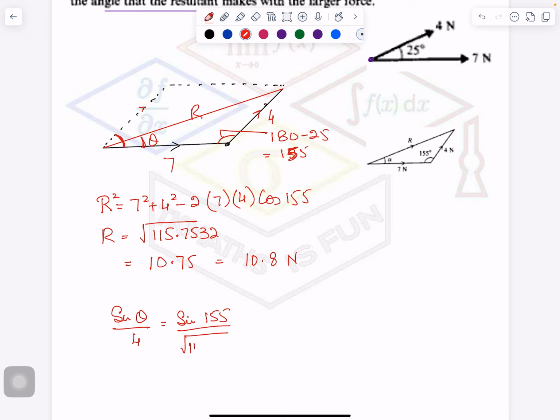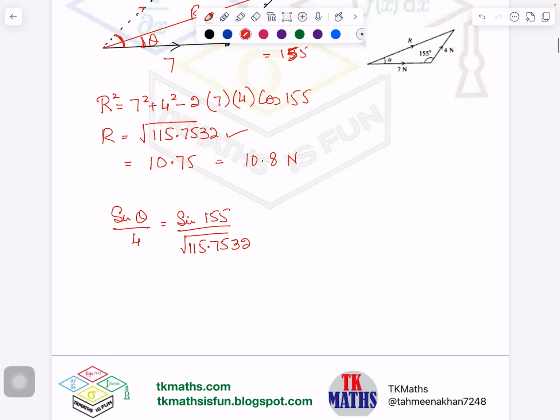Always remember, when you're using this answer in the next part, try not to use the rounded off figure. Try to use the value which is up to 2-3 decimal places to get a more accurate answer, right? So now sine theta, I'm doing the calculation here.